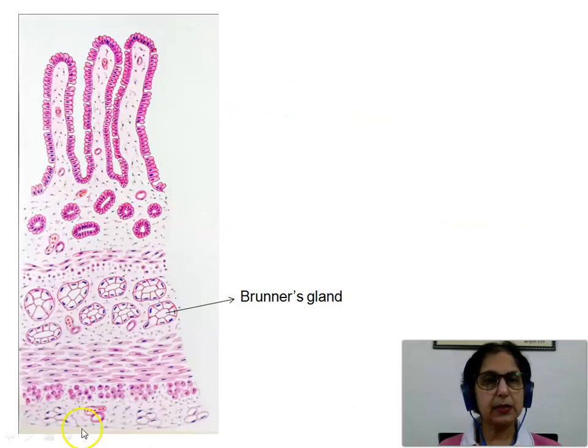Here we see the submucosa, and as is seen here, it is completely occupied by the Brunner's glands. These are seen as typical mucus acini lined by cuboidal or columnar pyramidal cells having a flattened nucleus towards the base of the cell and an empty or clear cytoplasm.